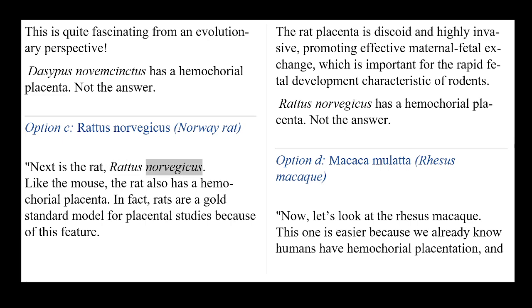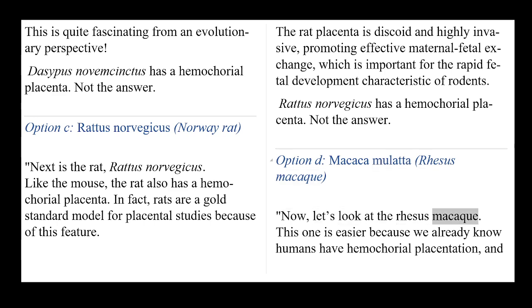Next is the rat, Rattus norvegicus. Like the mouse, the rat also has a hemochorial placenta. In fact, rats are a gold standard model for placental studies because of this feature. The rat placenta is discoid and highly invasive, promoting effective maternal-fetal exchange, which is important for the rapid fetal development characteristic of rodents. Rattus norvegicus has a hemochorial placenta. Not the answer. Option D, Macaca mulata, rhesus macaque.